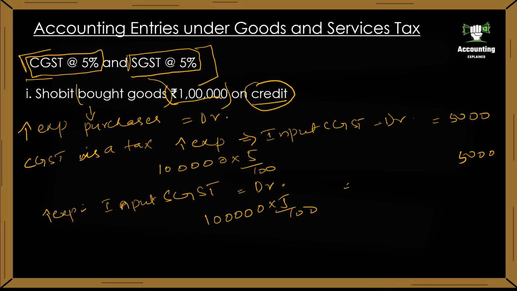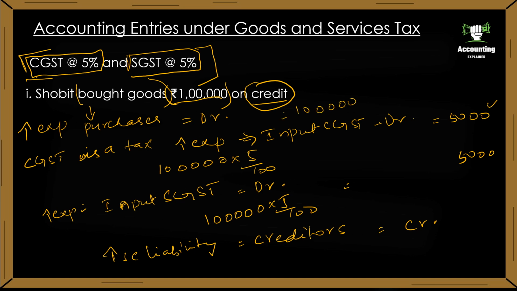Next, they have bought goods on credit. Credit means we have to pay later, so it is an increase in liability. When you are going to pay a person later, they are called creditors. So creditors has to be credited. How much is the amount? Purchases is 1 lakh, input CGST is 5,000, input SGST is 5,000. And we are liable to pay creditors 1 lakh 10,000 along with taxes.